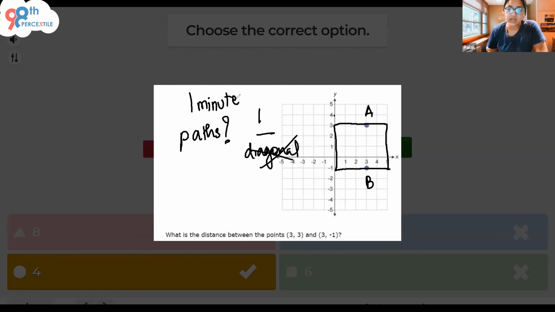Let's check. So what I will do is I will switch to another color. Okay, so one is this path. The other one is if I go up till this point and then I switch from here and I go here.